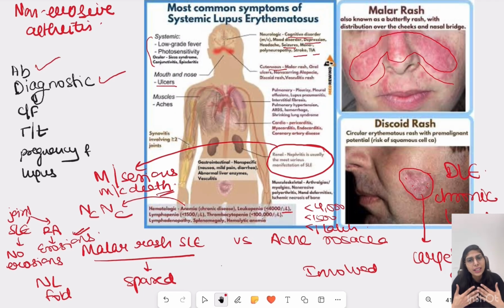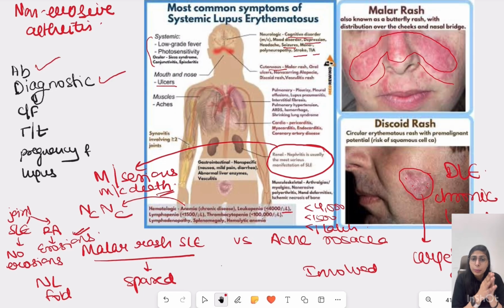Then if we talk about organs, in serositis, so serosal surfaces, pleuritis can be there. If we talk about the heart, it has only 3 layers. There is a pericardium, there is an endocardium, there is an epicardium, right? And there is a myocardium. Myocardium involvement leads to myocardial infarction. So SLE is also one of the causes of young MI.